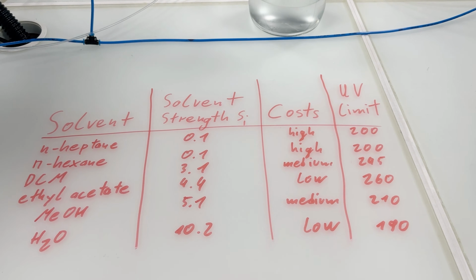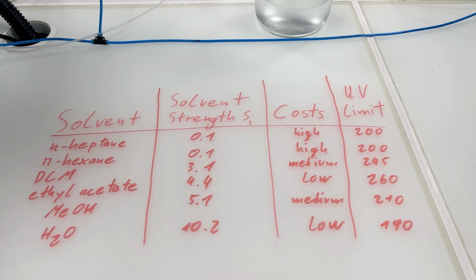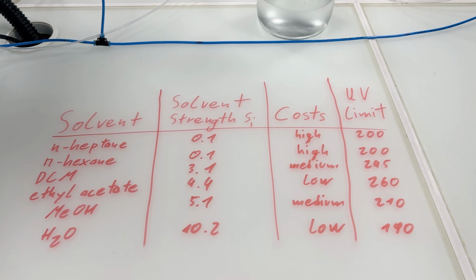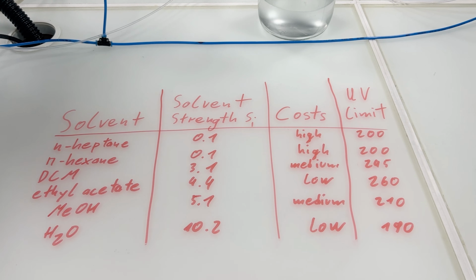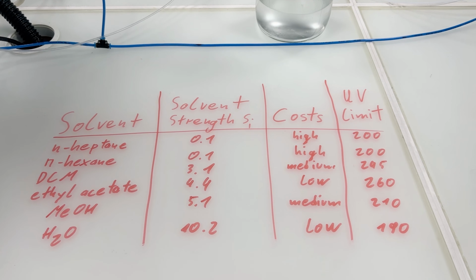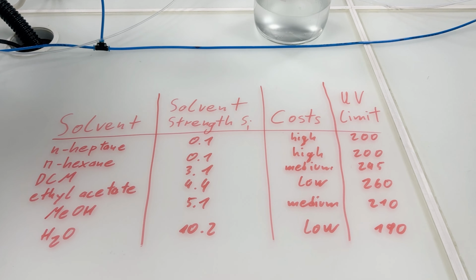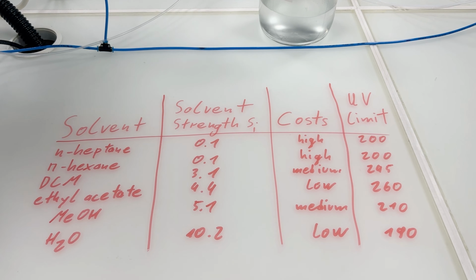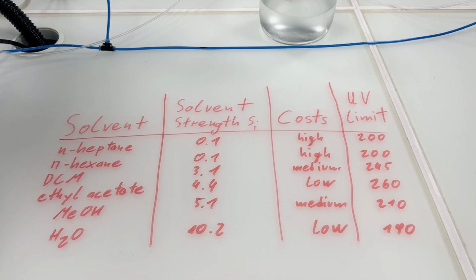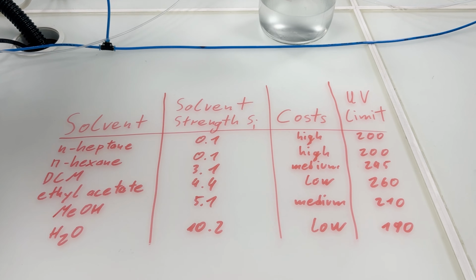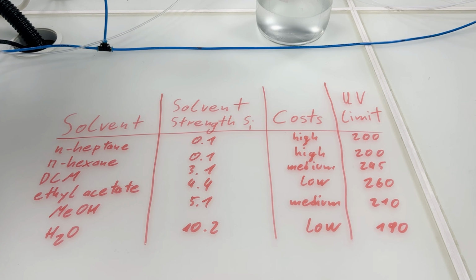In this table, methanol is the strongest organic solvent due to its polar character and its ability to form hydrogen bonds with the sample and other methanol molecules. Very often, gradients of N-heptane or N-hexane with ethyl acetate, or DCM with methanol, are used.